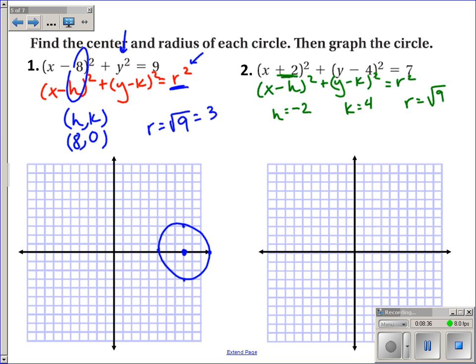Square root of 7. Okay, so let me plot the center. I'll draw the center as negative 2, 4. The center is negative 2, 4. 1, 2, 3, 4. It's right here. And the radius is the square root of 7, which is between 2 and 3. So somewhere between 2 and 3. You can find the decimal if you want. But somewhere like this. I'm just sketching the graph. It's like that. Okay, finding this center and radius, and then graphing the circle.